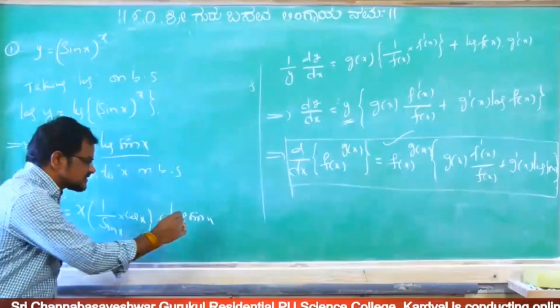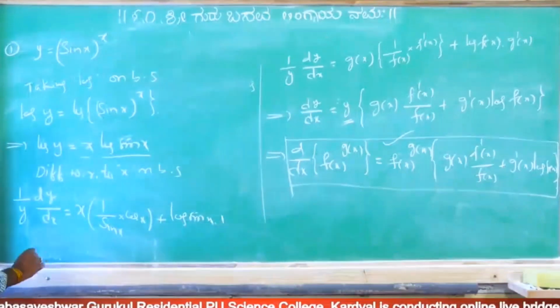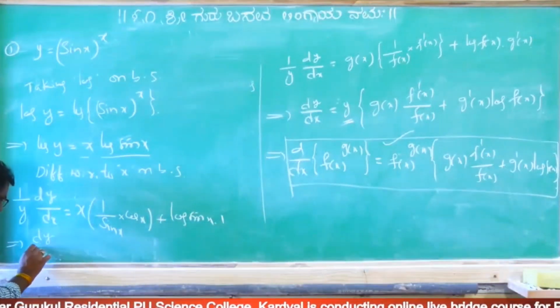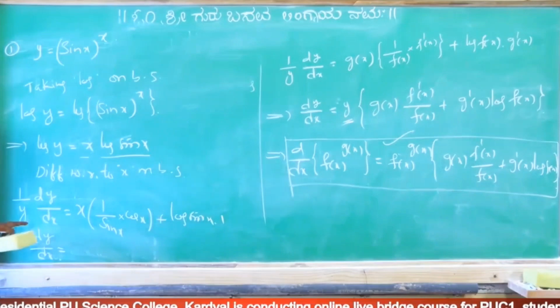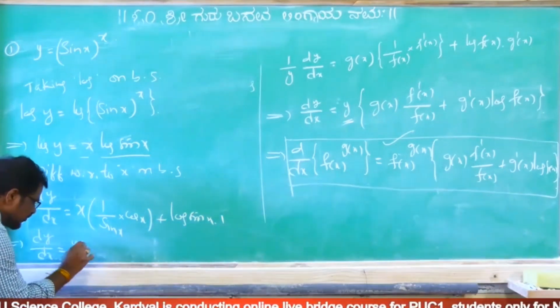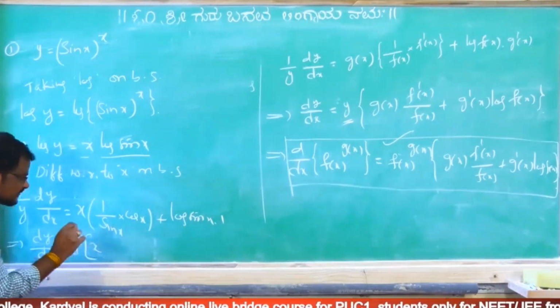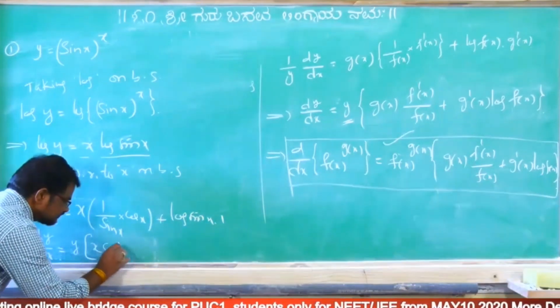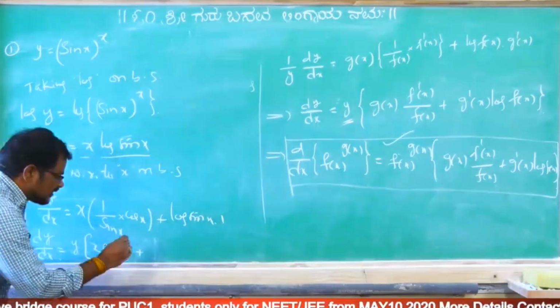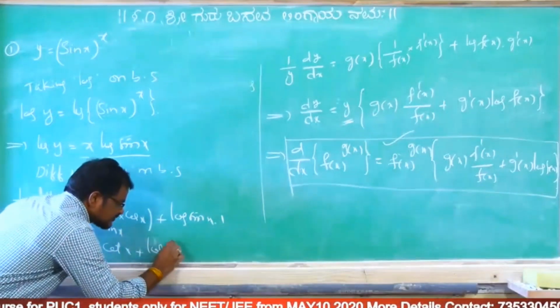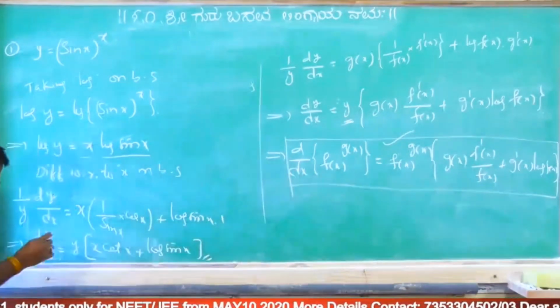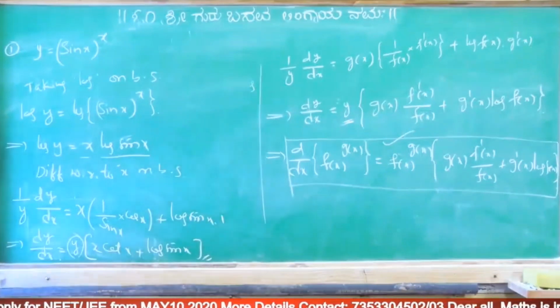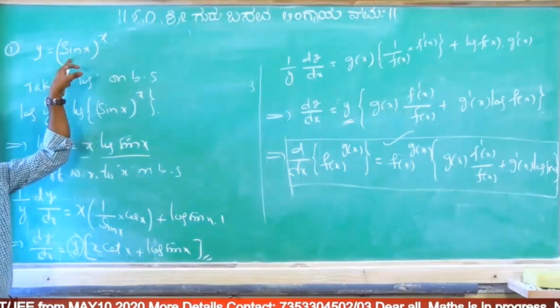Differentiation of x is 1. Now that implies dy by dx equals, cross multiplying, y into x. Here how to write it as? Cot x, that is cos x by sin x, plus log of sin x. This is our process.